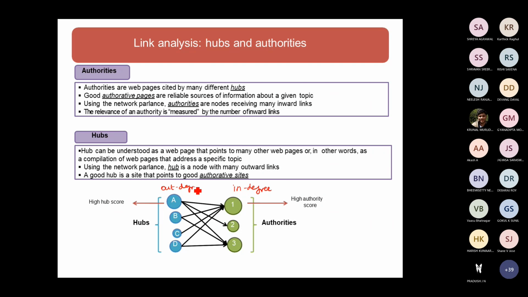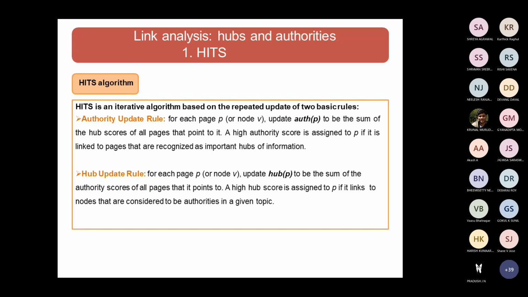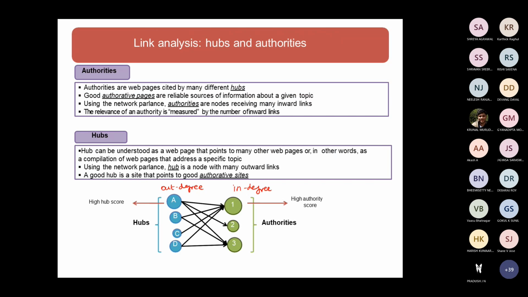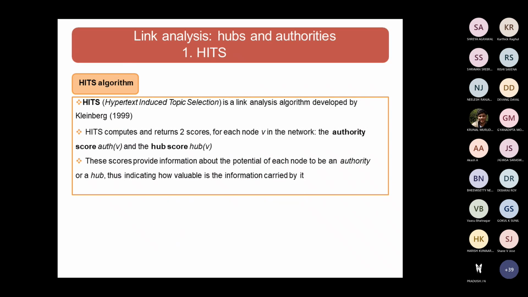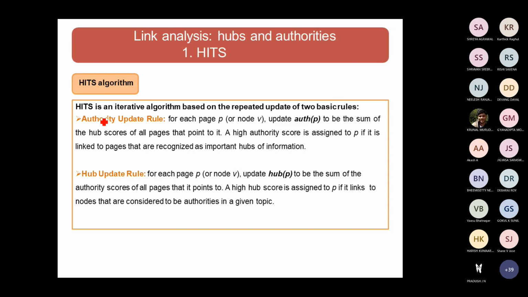Now how to compute this? We have a special algorithm called the HITS algorithm, the hypertext induced topic search algorithm. So what is this HITS algorithm? We have two basic rules: the authority update rule and the hub update rule. What is the authority update rule?